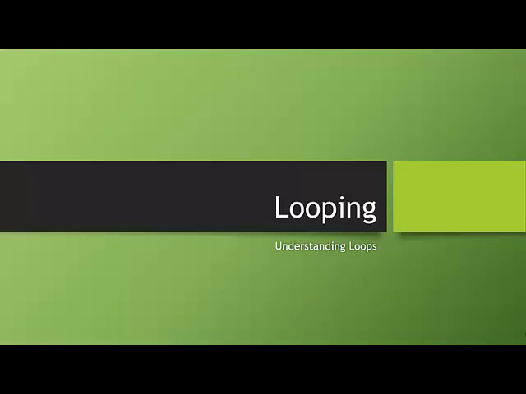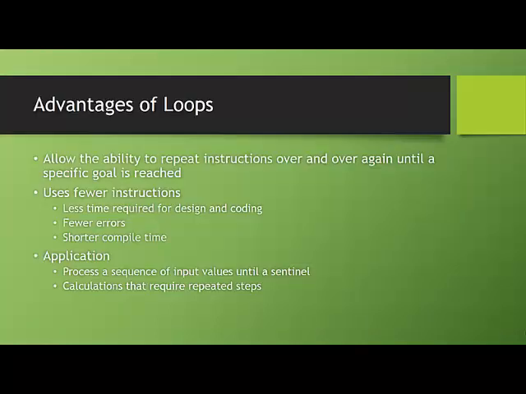In this video, we're going to take a look at the logic surrounding loop structures. The advantage of having loops in our program gives us the ability to repeat instructions over and over again until a specific goal is reached. When we can repeat instructions, we have fewer instructions in our code, which means that we have less time required for designing and writing our code. We have fewer possibilities of error, and we have a shorter compile time.